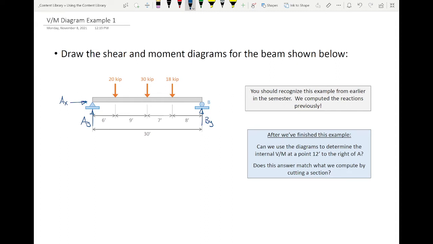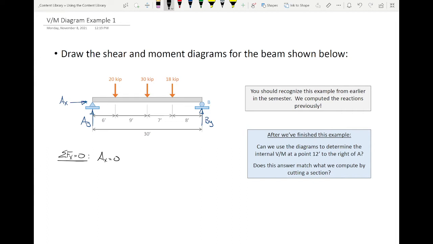All right. 3 unknown support reactions, 3 equations of equilibrium. Tell me which one I can solve for right now very easily. AX is 0. There are no forces in the x direction, so AX is 0. All right. Tell me what to do. At this point, you should know. I've got AY and BY.